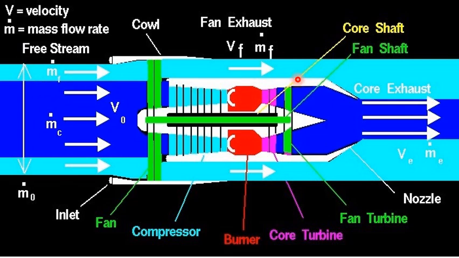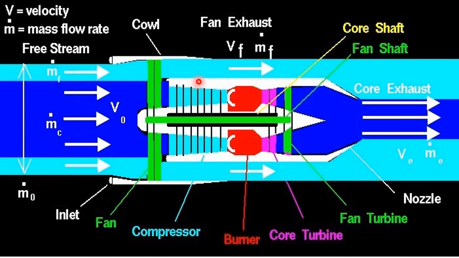And what is here is V. The V is the velocity of the air flow, and m dot is the mass flow rate. What we see here is a free stream, and also, okay, m dot is split into m dot c and m dot f.